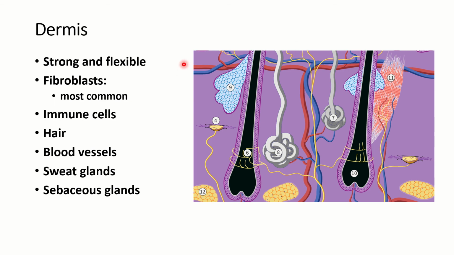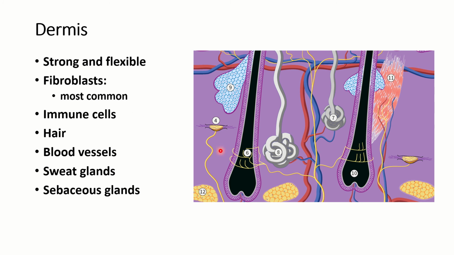The dermis, as I said before, is much thicker. It is made of connective tissue. It's strong and flexible. The most common type of cell is fibroblast, but it also has some immune cells, because if there is damage in the epidermis and any microorganisms, any germs enter the body, then these immune cells in the dermis can fight those infections.